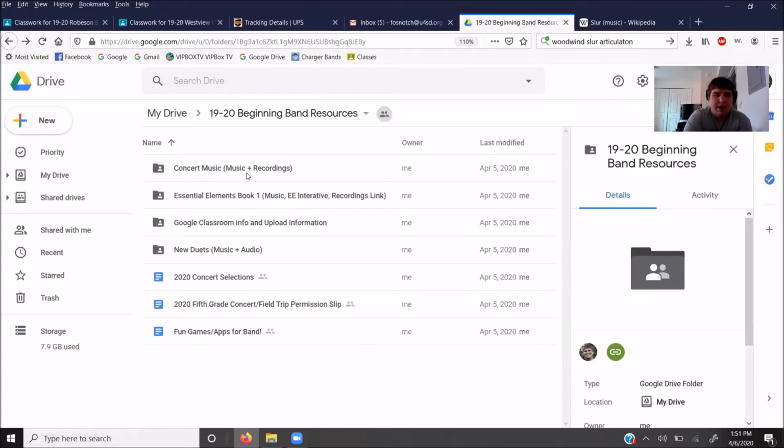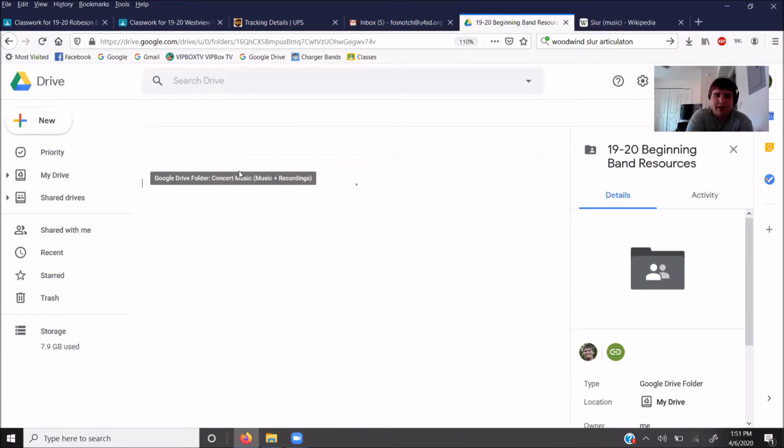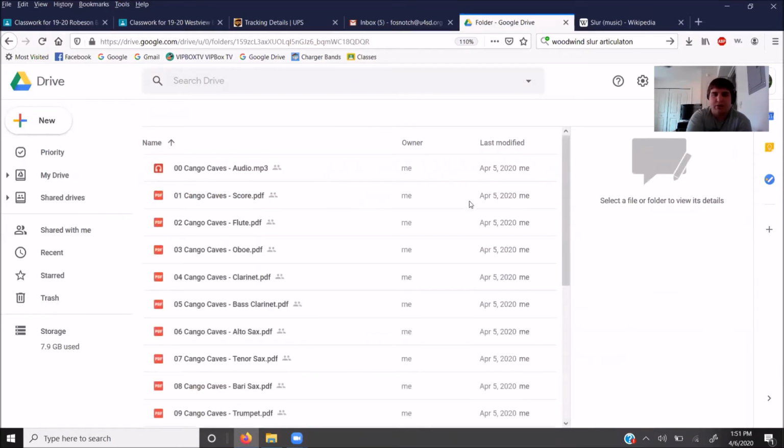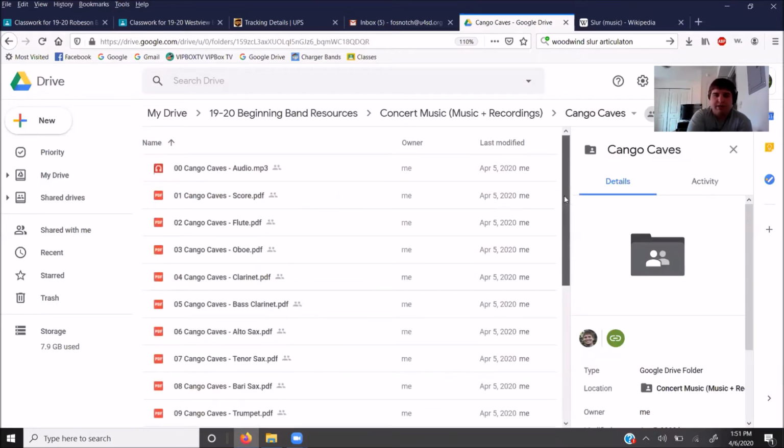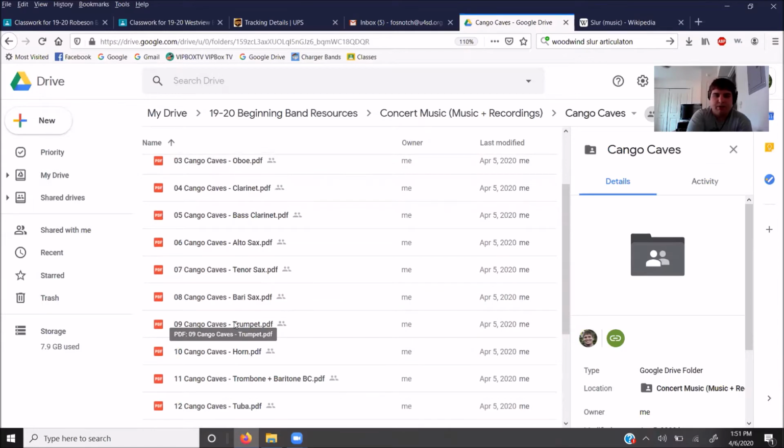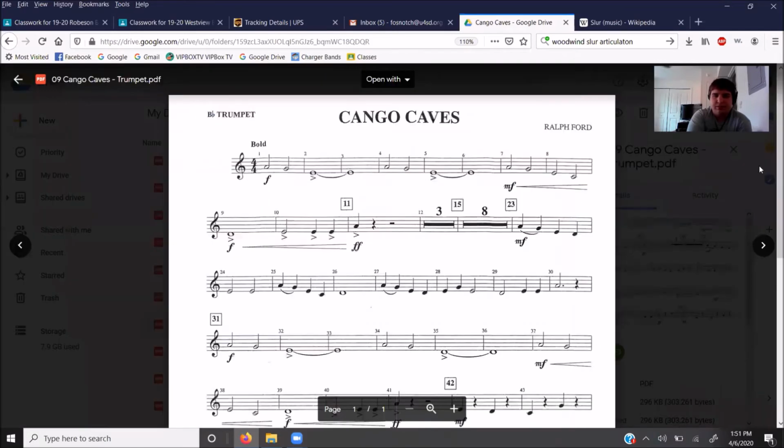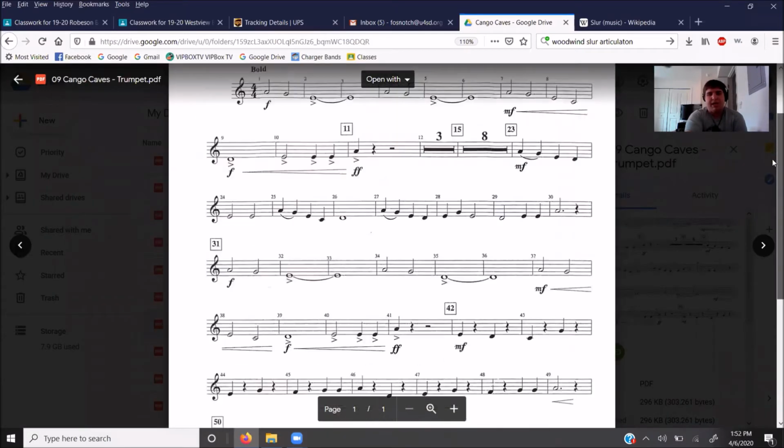This is about Congo Caves. I'm going to be demonstrating on trumpet. So if I were you and I wanted to find this music, I would go to concert music, then go to the Congo Caves folder, and come all the way down to trumpet number 9. Sweet. So now we made it here, and you can print it, and it's all great.